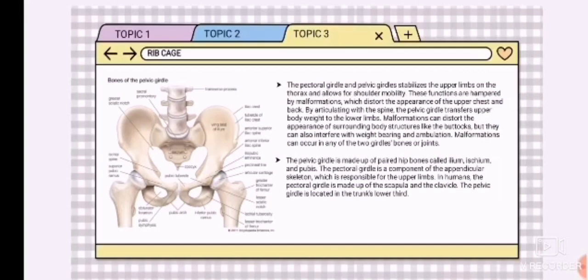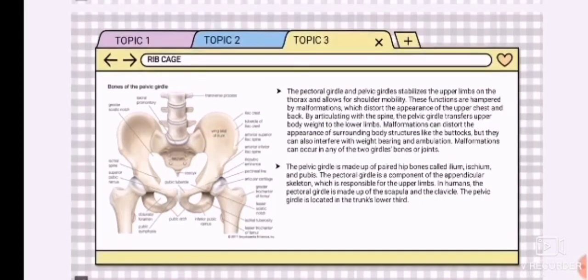The pectoral girdle is commonly referred to as the shoulder girdle, and it basically connects our arms to the body. It provides the base for arm movement. The pectoral girdle consists of two clavicles and two scapulae.